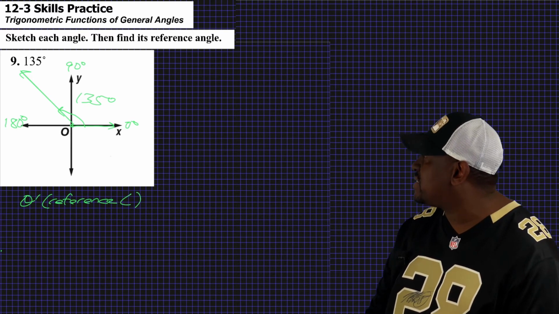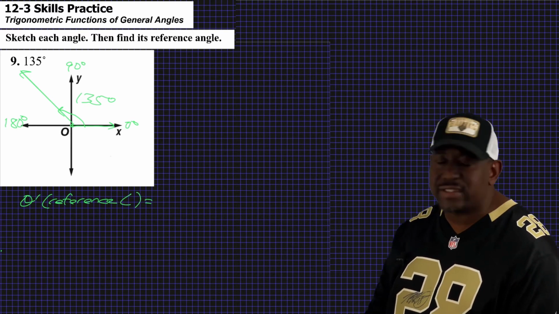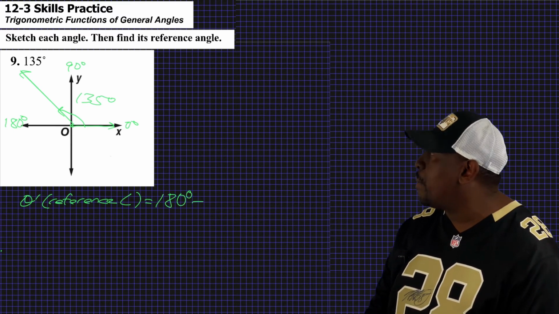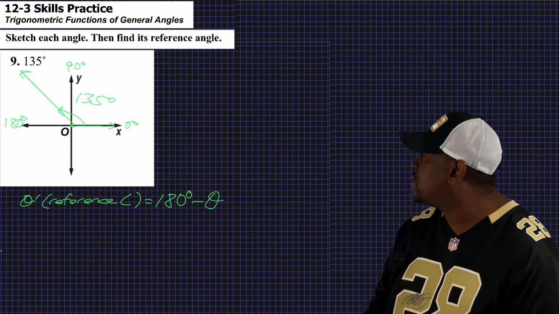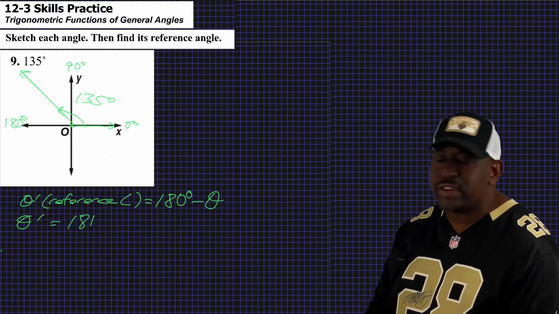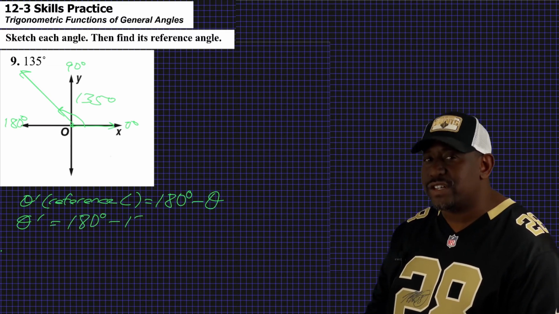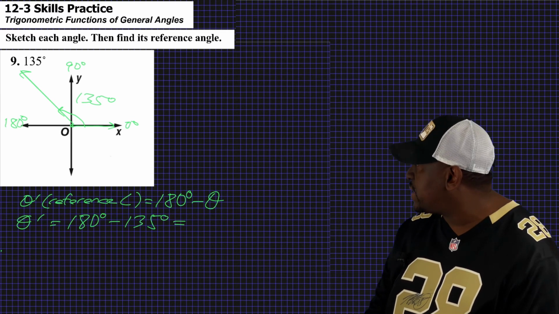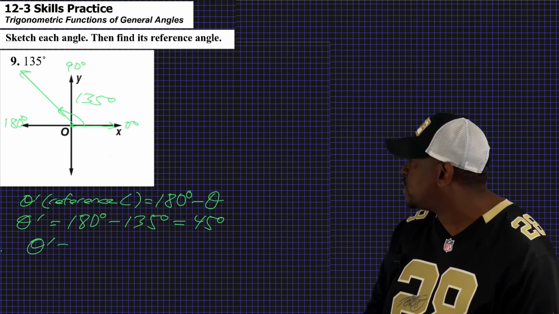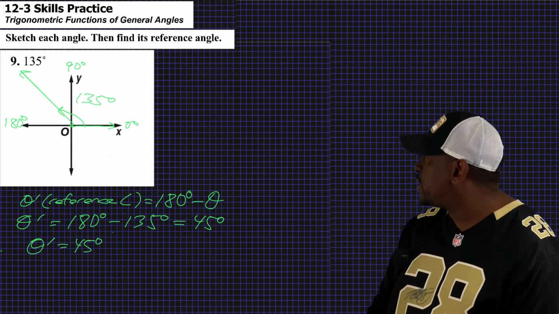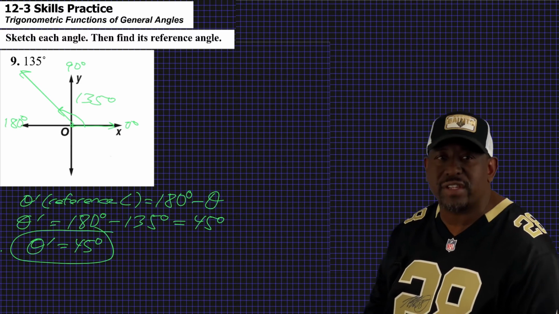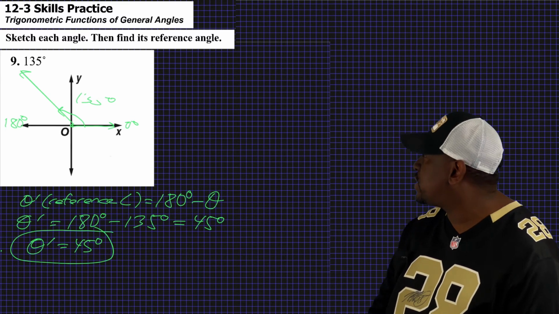x-axis. So since 135 degrees is in quadrant 2, the reference angle will be 180 degrees minus 135 degrees, which is in this case theta. So we write the formula, which is 180 degrees minus theta. Theta is 135 degrees, so we substitute that in, and our reference angle will be equal to that difference, which is 45 degrees. And so that is our final answer. So we have sketched the angle, and we also have calculated its reference angle. So that's a good skill.